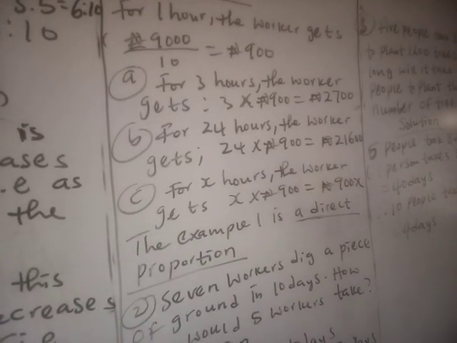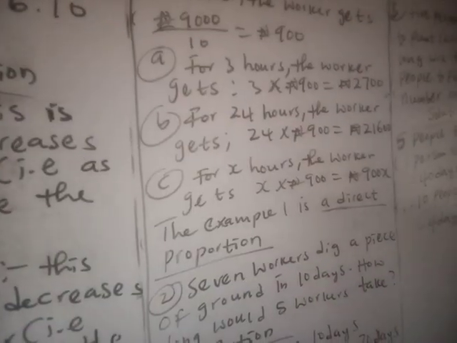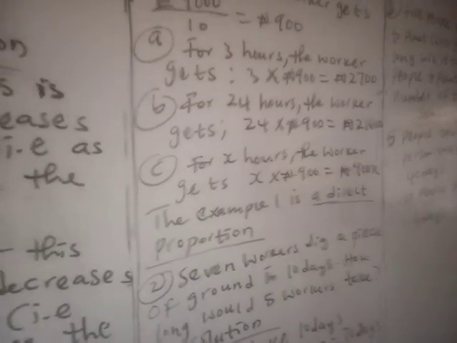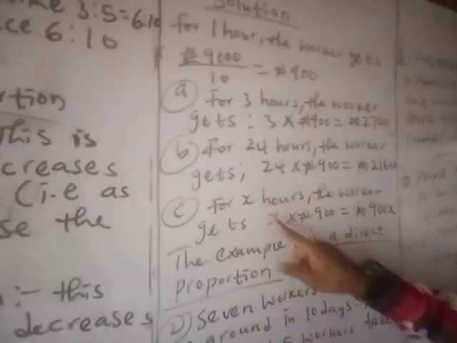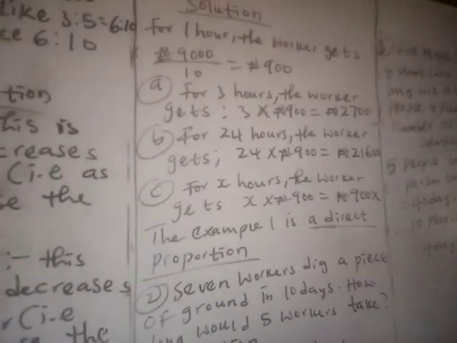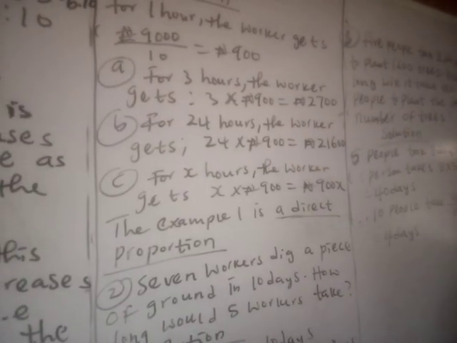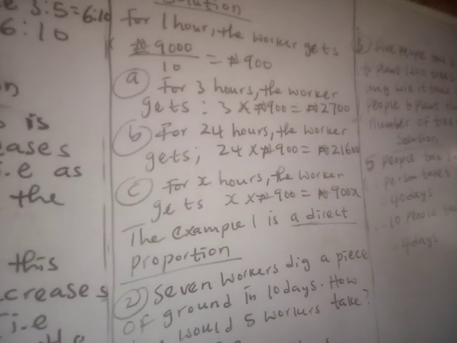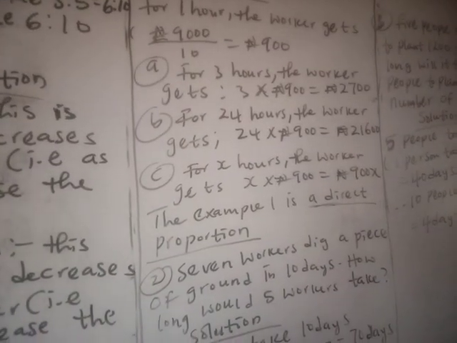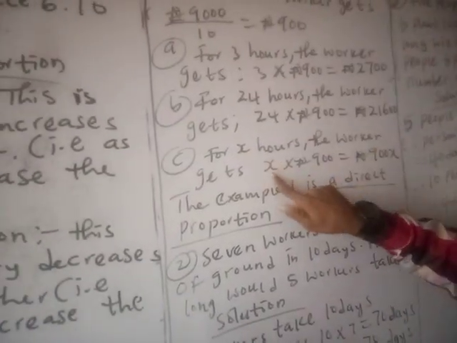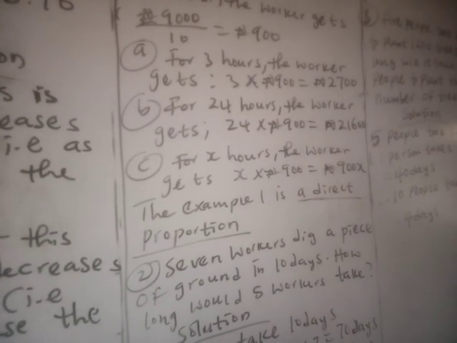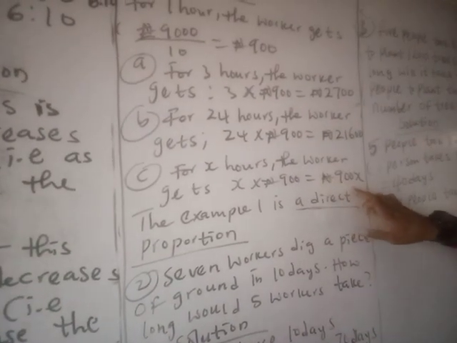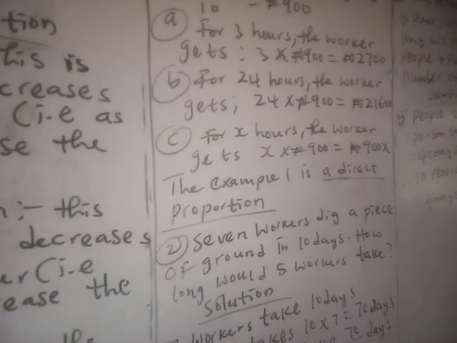21,600. Then C, for X hours. For X hours, they are telling you how much you will get for a particular hour. This X here represents any number of hours. Do you understand? The X there could be 1, could be 2, could be 3, could be 4, could be 5, could be 6, could be 7 hours, and so on and so forth. So for X hours, it's going to get X times what? 900 naira. And what is the answer? The answer is 900 naira times X.